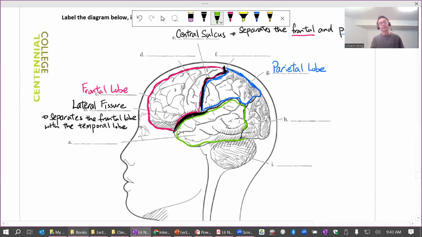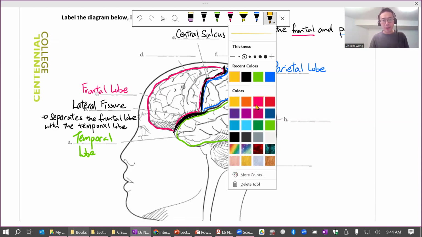Temporal lobe. Some people get a headache and rub their temple. That's where the temporal lobe is, around here. There is another fissure here, but it doesn't have a label, so let's forget about it.